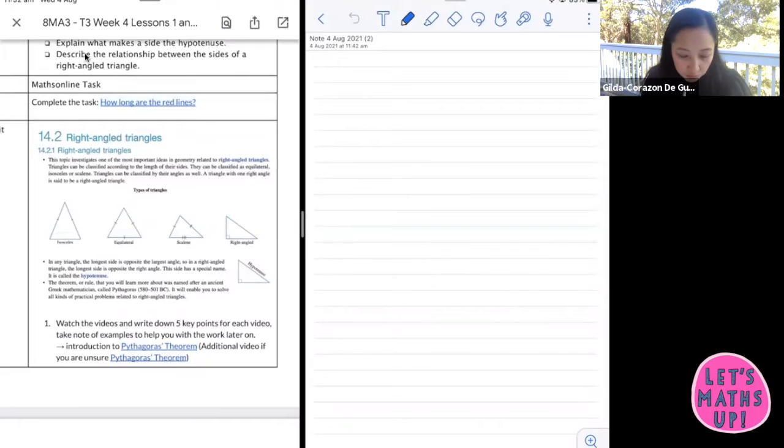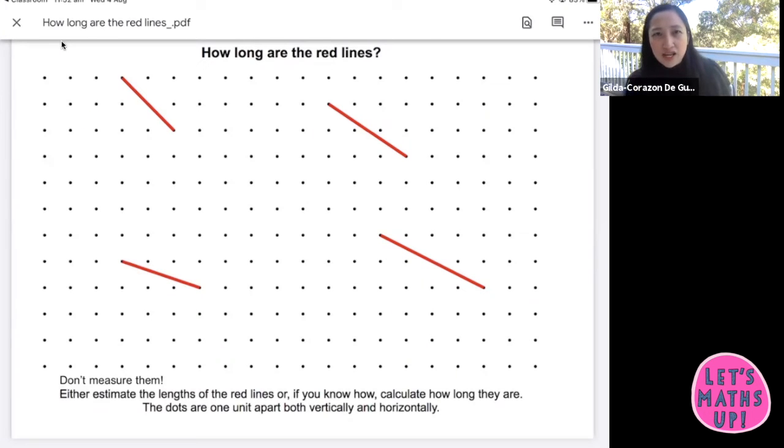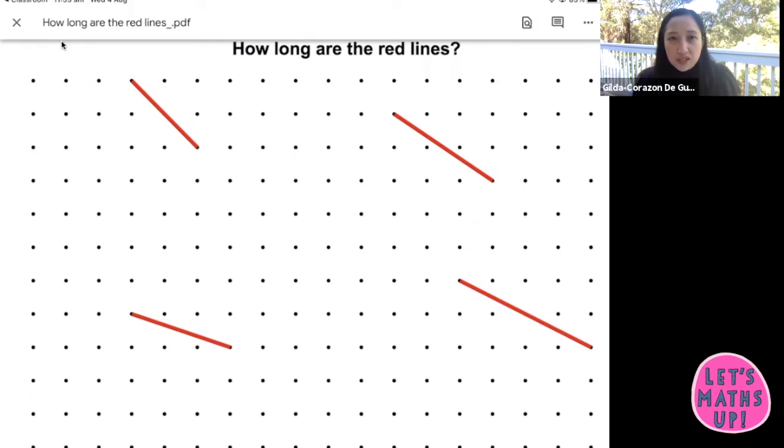We've got the warm-up question there. Those are diagonal lines. How long are those red lines, from one dot to the other? Horizontally and vertically, it's 1 unit, okay? Diagonals might be a bit of a different story. So what do you think? Who would be able to give us a good estimate?